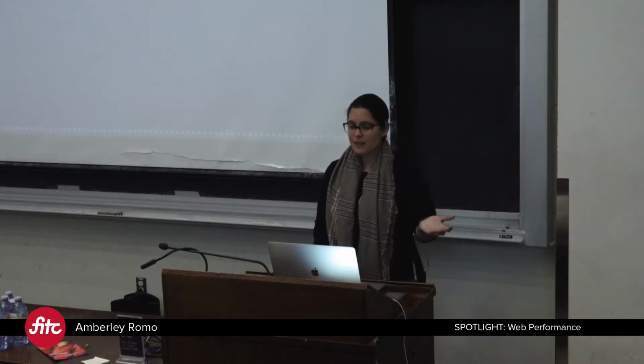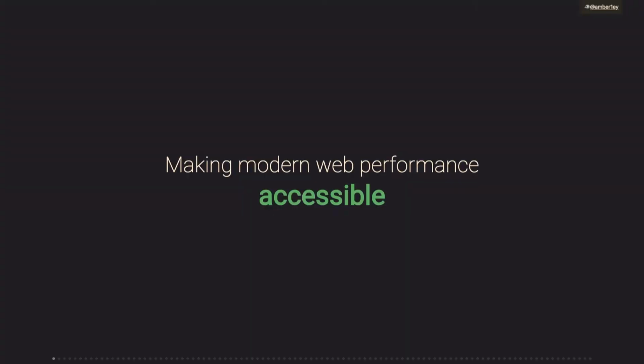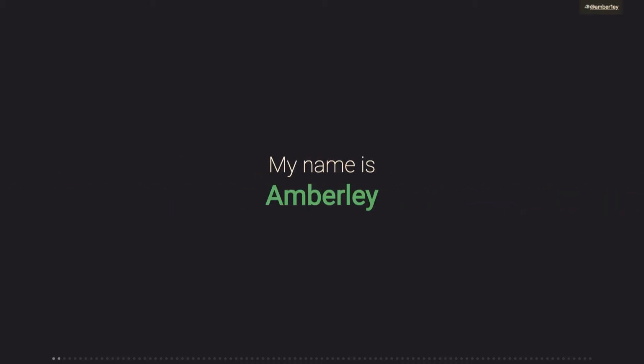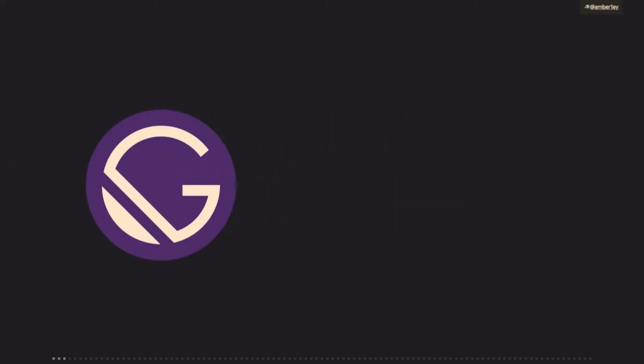So today I'm going to talk about making modern web performance accessible, both in terms of people using the web and people building for the web. My name is Amberley, and I work on the Gatsby team, helping to build out things for the Gatsby ecosystem. If you're not familiar with Gatsby, it's an open source framework that helps developers build super fast websites and web apps. It's basically a compiler for the web. I live in Austin, Texas, and I'm on Twitter, if you're inclined to Twitter.